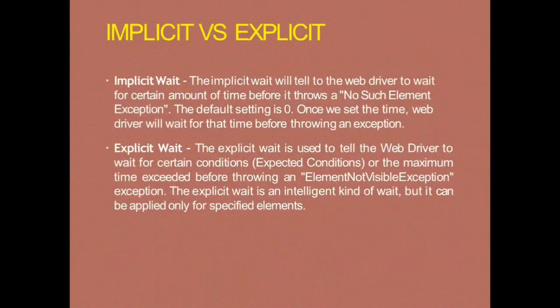Basic difference between implicit and explicit wait. If I go deeper, explicit wait is used to tell the WebDriver to wait for a certain condition, the expected conditions, or the maximum time to be exceeded before throwing an element not visible exception. The explicit wait is an intelligent kind of wait, but it can be applied only to specified elements.